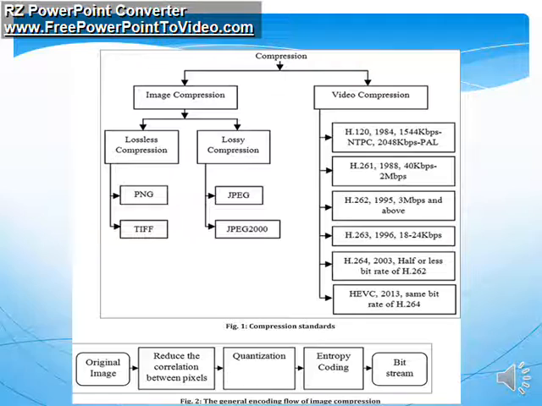that. So here we can see the compression standards along with the general encoding flow of image compression. First, the original image is given, then the correlation between pixels is reduced. After that, it is fed to quantization, then from quantization to entropy coding, then it is transmitted through a bit stream. So this is the general encoding flow of image compression.